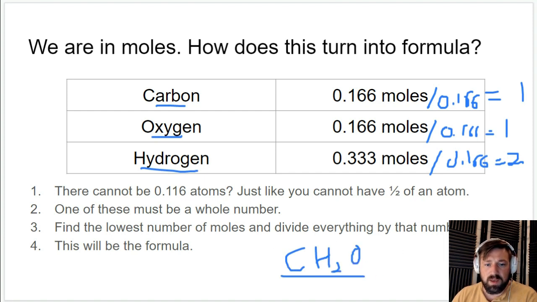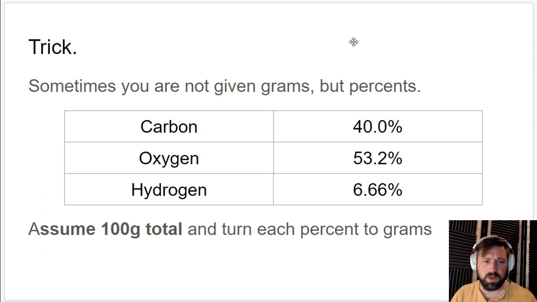This is going to be the empirical formula. This is nice, but we don't know if it's going to be CH2O or C2H4O2. Or it could be any multiple of these things, but we're one step closer to discovering that actual molecular formula.